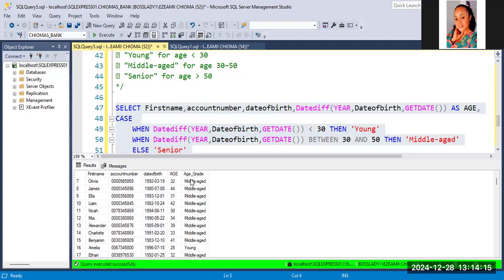Then, so let's look if we have a senior here. If we have seniors, not seeing senior. Okay, so we're having young, middle age, and that's what we're having. So we've already categorized our data. All right, so maybe when you look at it thoroughly, you might see senior. So anybody that is more than 50 years, it's senior. That's how we categorize our data, all right? So we've already solved this particular one.